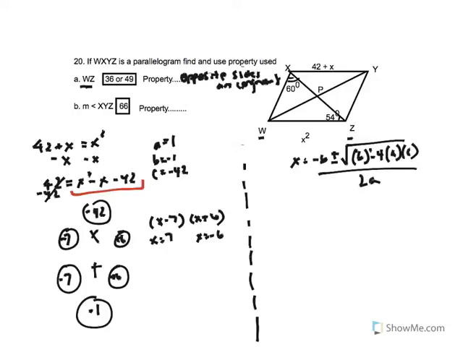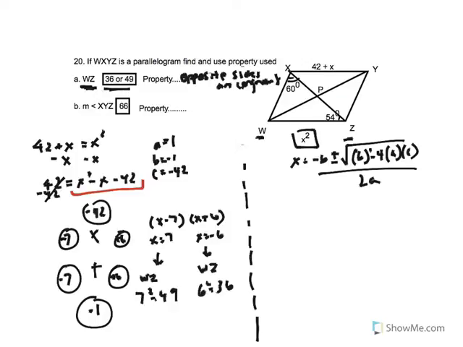Are we done? No. The question says we need to find side WZ. Side WZ is x squared. So I test out side WZ here and I get 7 squared equals 49. I plug this into WZ here. I get 6 squared equals 36. And that is my answer, 36 or 49.